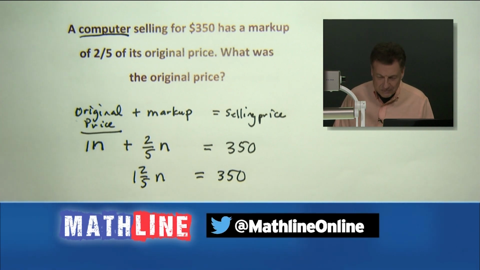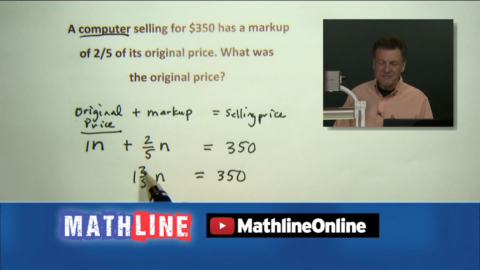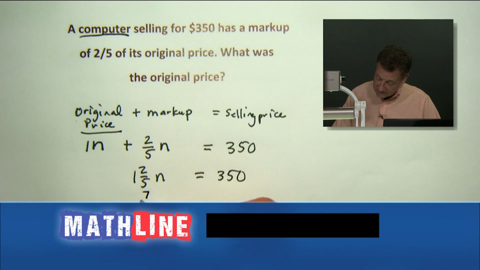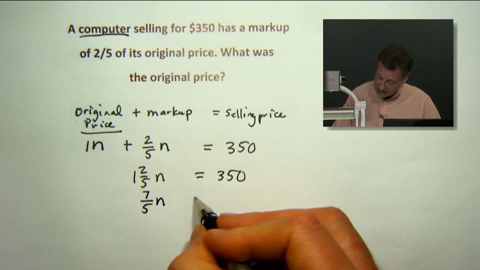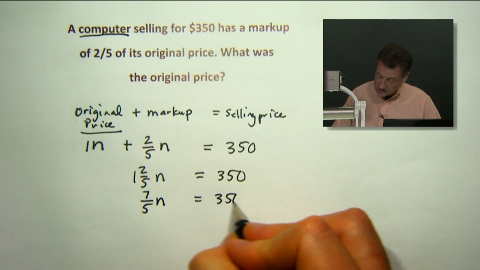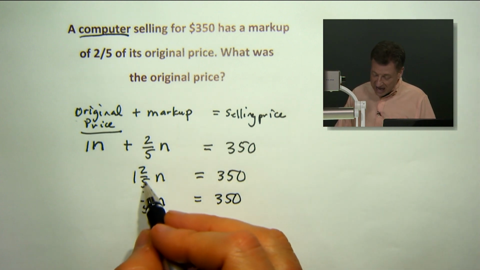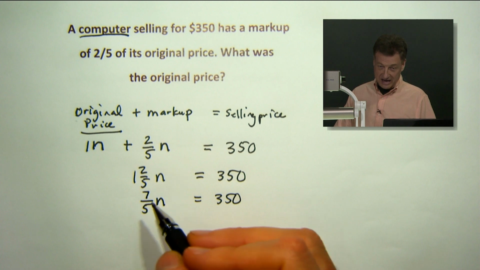I want us to keep the theme of fraction here. So we got 1 and 2/5. Let's make it an improper fraction. Everybody good on that? Improper fraction? Sounds good idea. So let's go. 7/5 n equaling 350. Nod with me. You with me? Everybody got it? I didn't do much magic. I said 1 times 5, add the 2, 7/5.